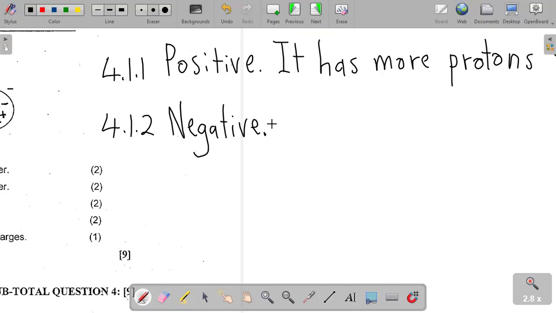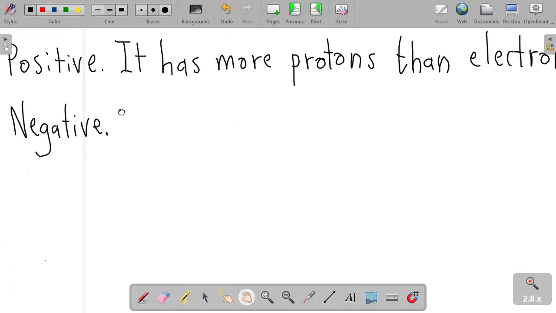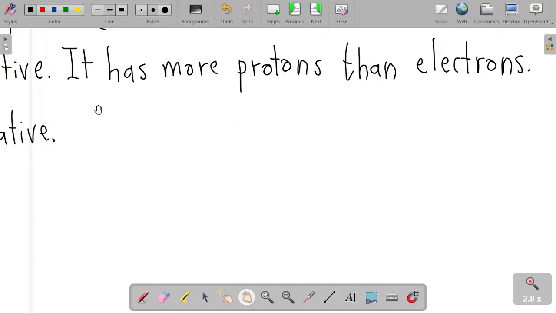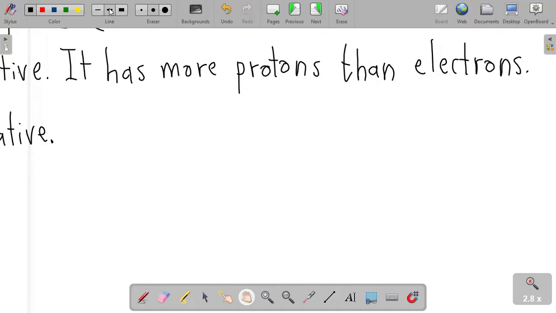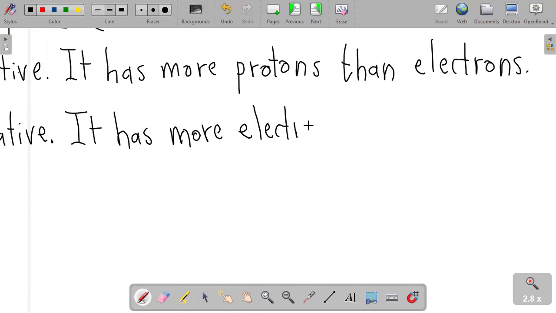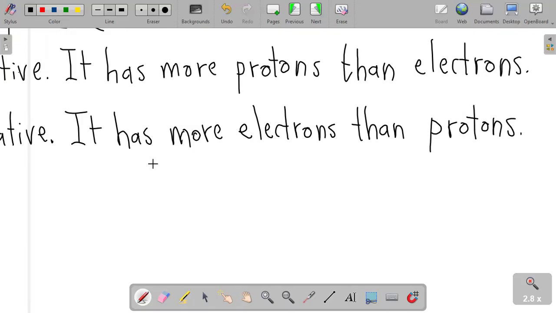And the reason is the opposite of the first one. It has more electrons than protons. And that's why.